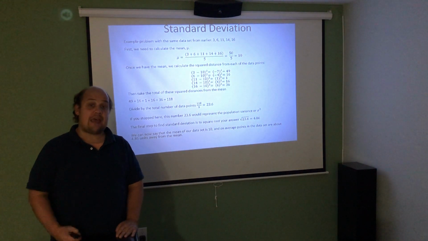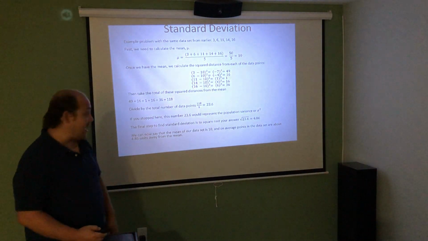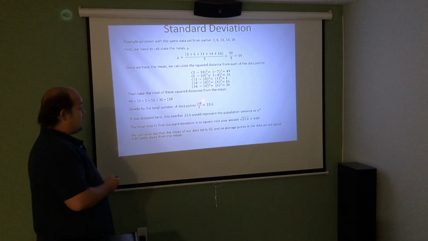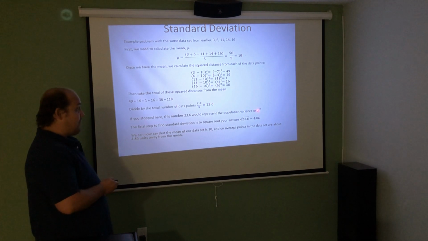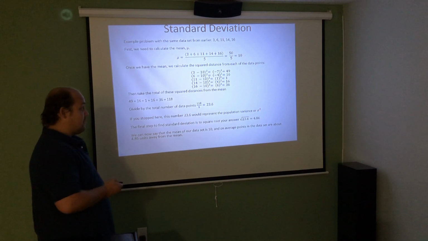If I then divide that by the number of data points, specifically 5, that gets me to the population variance, 23.6. If I stopped here, it would represent the population variance, or lowercase sigma squared.